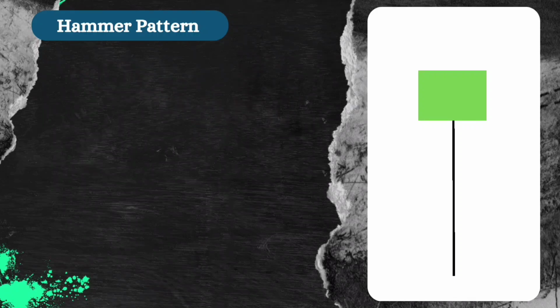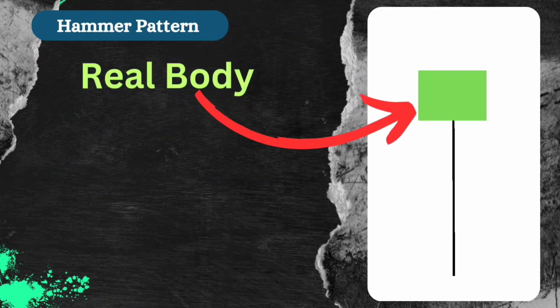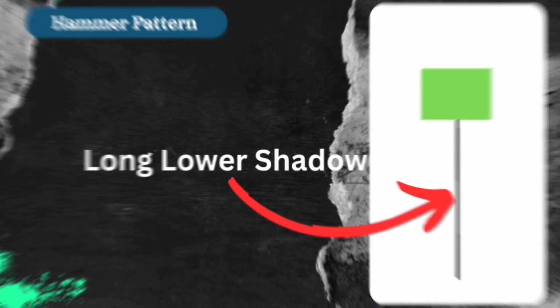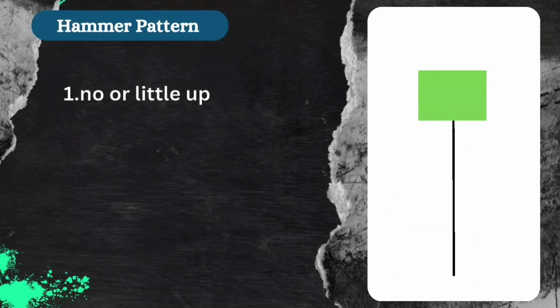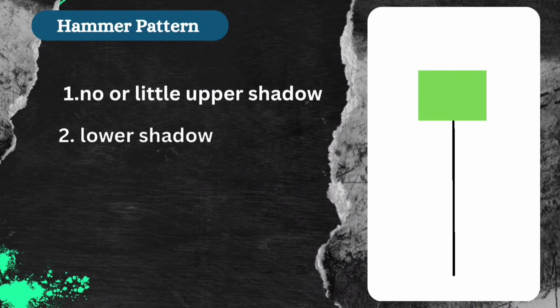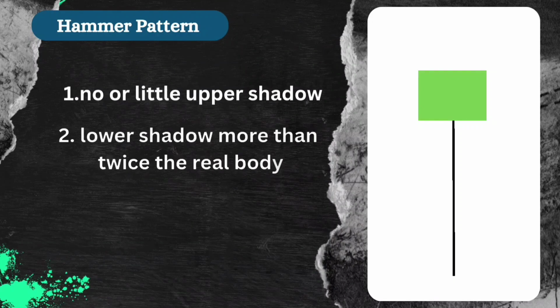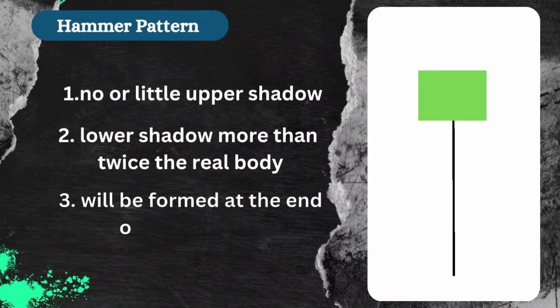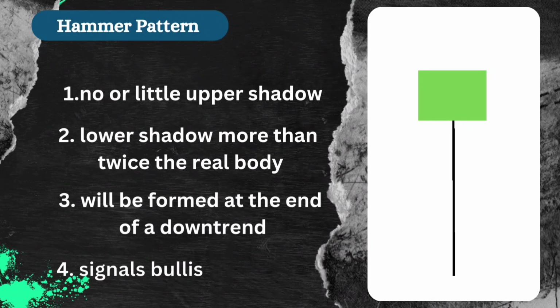Let's dive into some specific candlestick patterns, starting with the hammer. The hammer is a bullish reversal pattern that looks like a hammer. It has a small real body and a long lower shadow. A hammer candlestick has little or no upper shadow, and its lower shadow is at least twice the length of the real body. This pattern often appears after a downtrend and signals a bullish reversal.